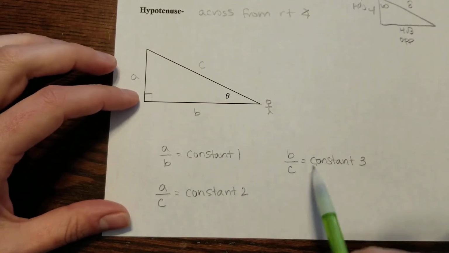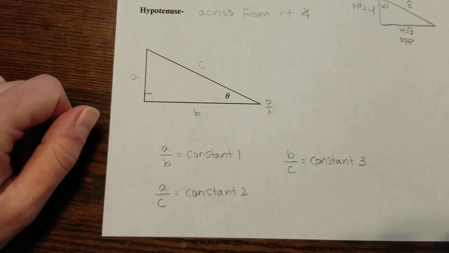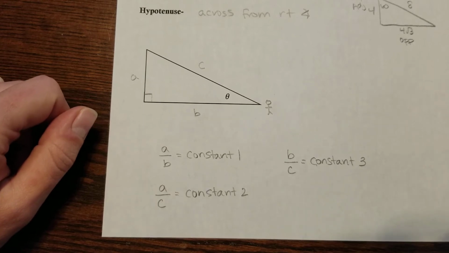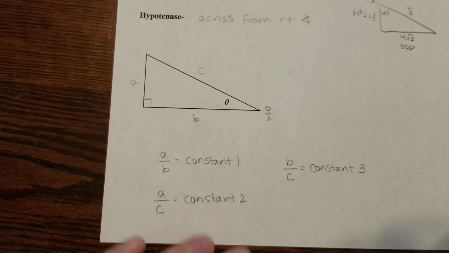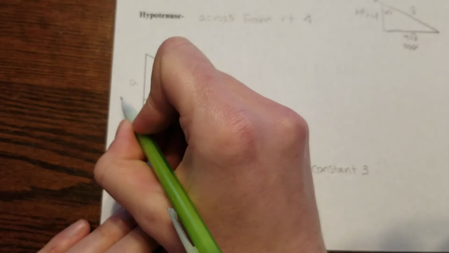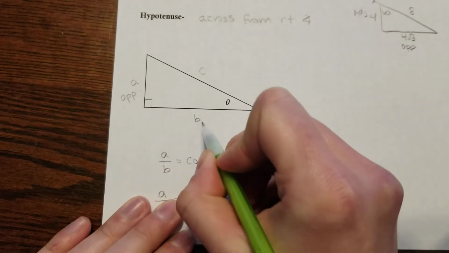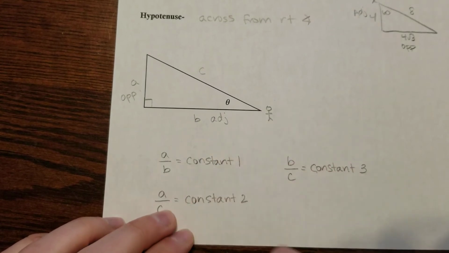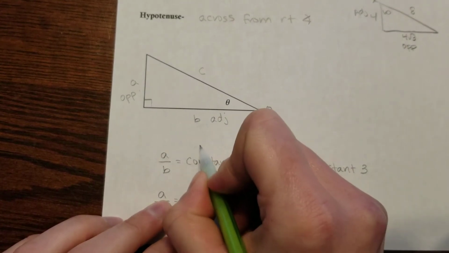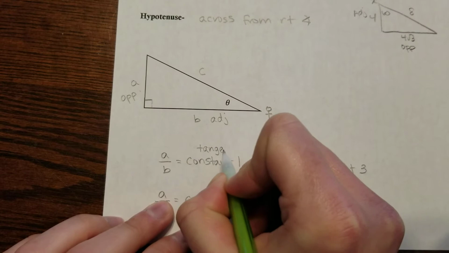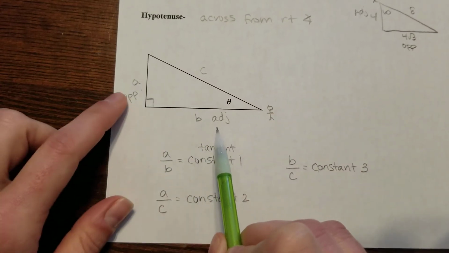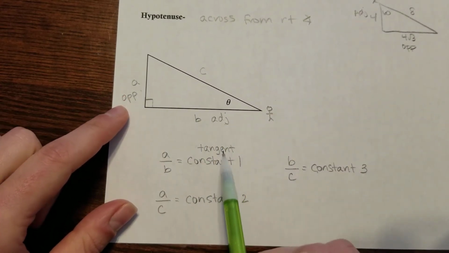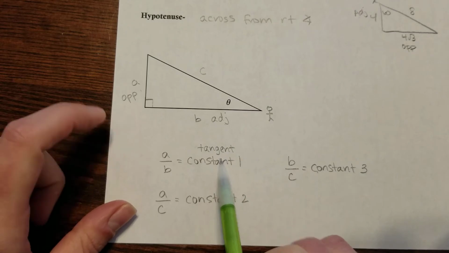Now these constants have a name, and so next we're going to talk about what their names are. When I compare A and B, in this case A is my opposite side and B is my adjacent side, instead of calling it constant 1, someone somewhere made up the name tangent. So anytime we are comparing the opposite side and the adjacent side, we're going to call that the tangent.